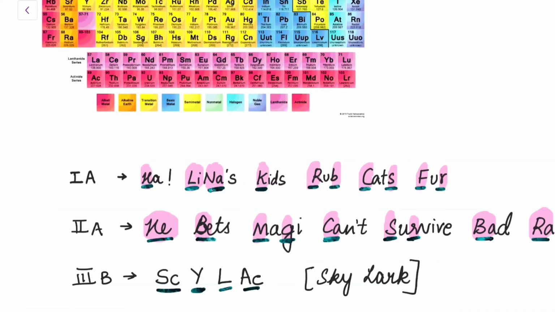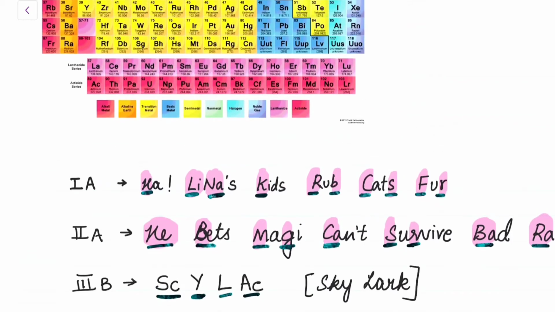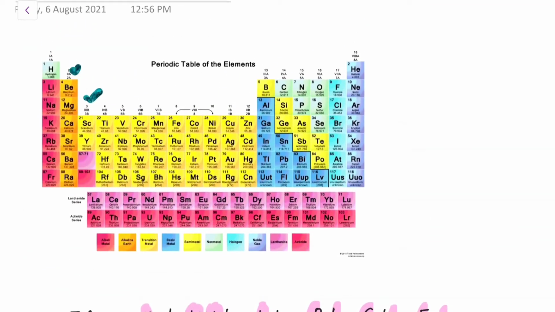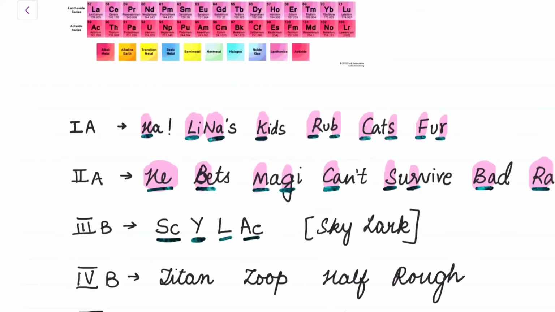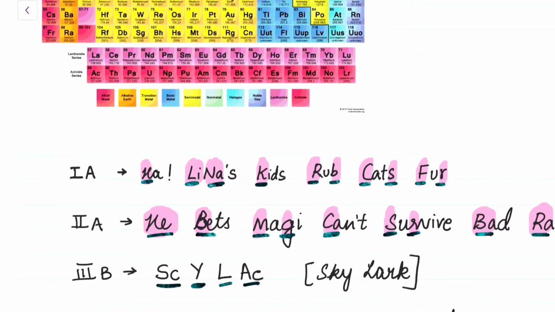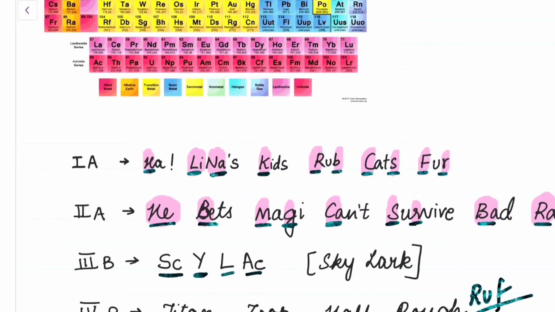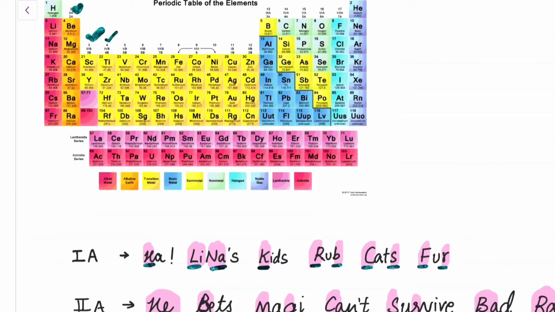Moving on to the 4B group of elements, which is titanium, zirconium, hafnium, rutherfordium. So I'm covering the 4B now. Titan, zoop, half rough. So Ti for titanium, Zr for zirconium, Hf for hafnium, and rough. So rough is for rutherfordium. So it's like rough. Alright. So Titan, zoop, half rough is for the 4B group of elements.